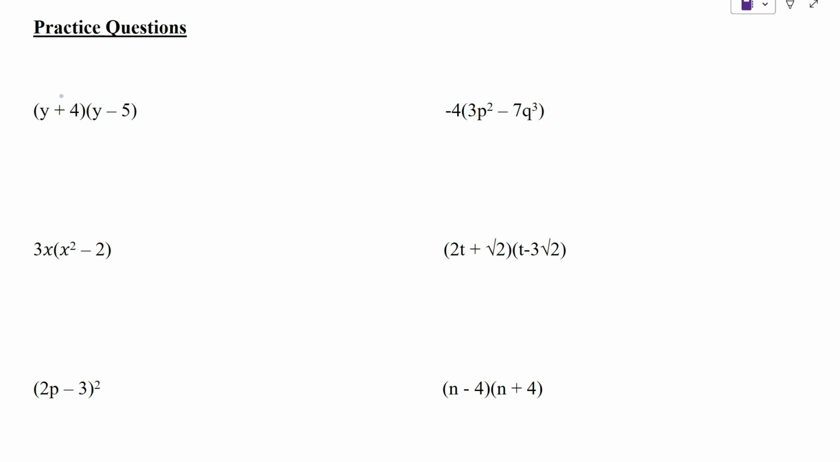Okay, so let's go through these now. First question, we've got double brackets, so let's multiply out. Gives us y squared minus 5y plus 4y minus 20. Let's simplify that. Gives us this for our final answer. Second question is single brackets.